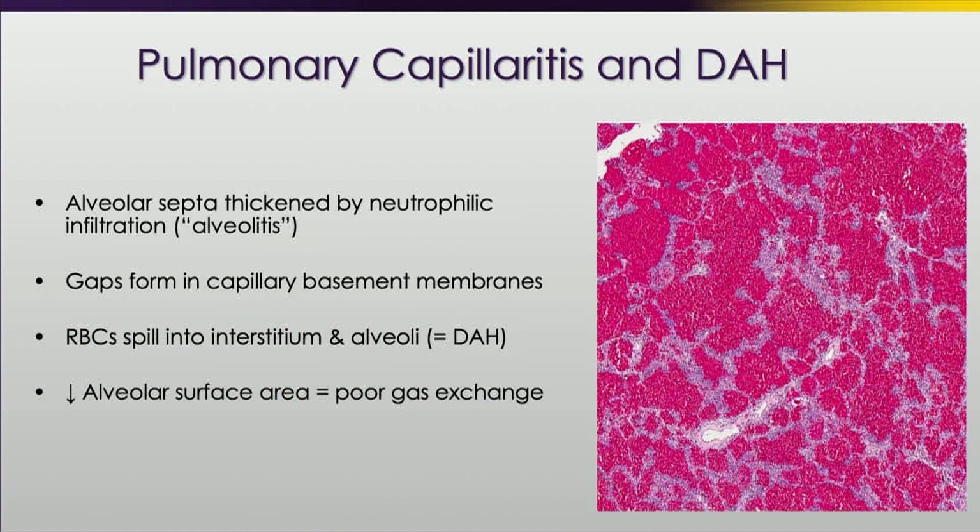So if we look under the microscope, we can see that there is widespread but perhaps patchy alveolar wall thickening due to neutrophilic infiltration, and the pattern is called alveolitis by the pathologists. This form of inflammation leads to gaps in capillary basement membranes. Red blood cells then spill into the pulmonary alveolar interstitium, as well as the alveolar spaces, which we call diffuse alveolar hemorrhage. And of course, this is leading to a remarkable decrease in alveolar surface area that compromises our gas exchange.